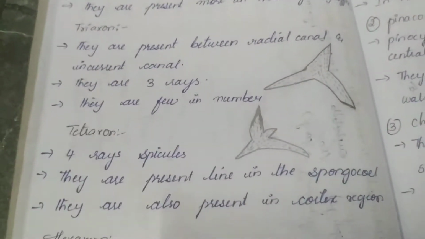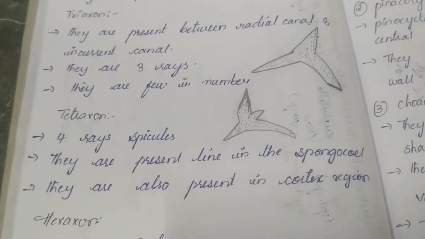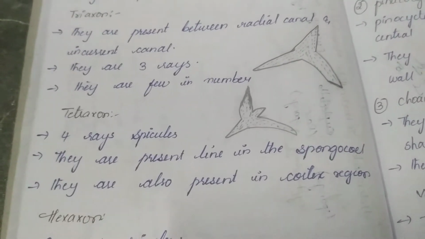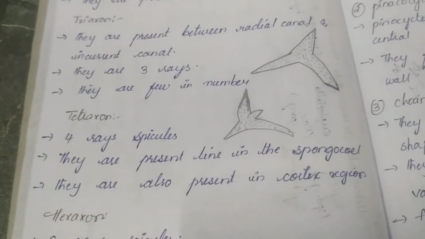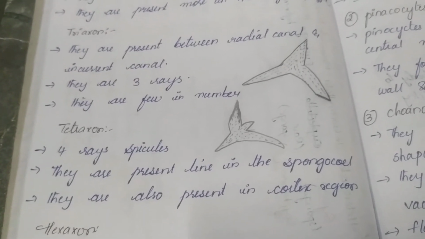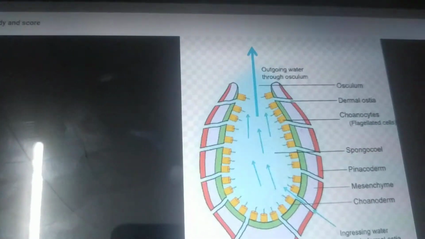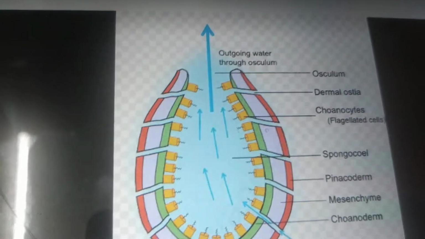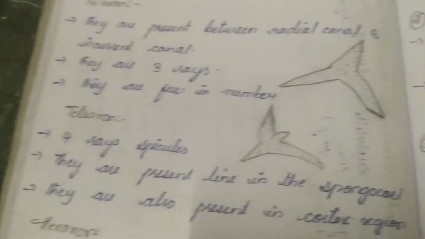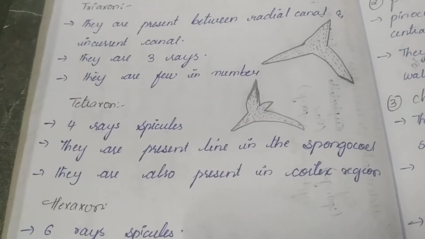Okay. Now let's go towards the tetraaxon. There are four rays. Tetra means four only, right? Four ray spicules. They are present in the lining of spongiocele. Now let me show you the spongiocele. It is the cavity, the central cavity of the stomach. Like it's here. Can you see the spongiocele? The blue colored cavity in between is there, right? It is called spongiocele. So in the lining of the spongiocele, tetraaxon spicules are there, okay?